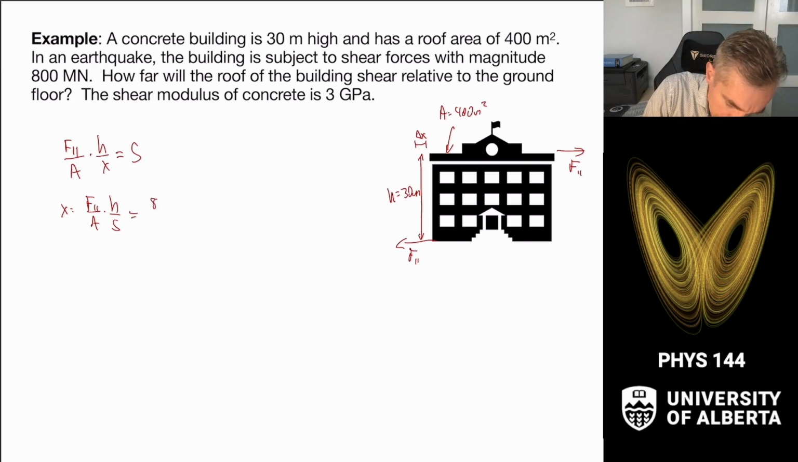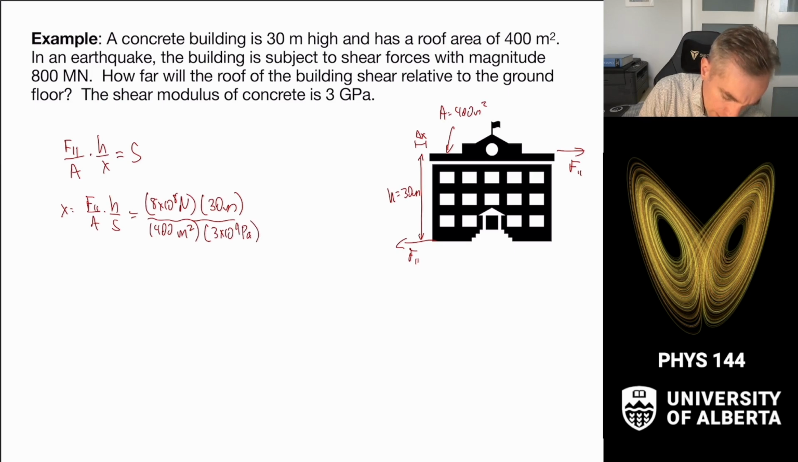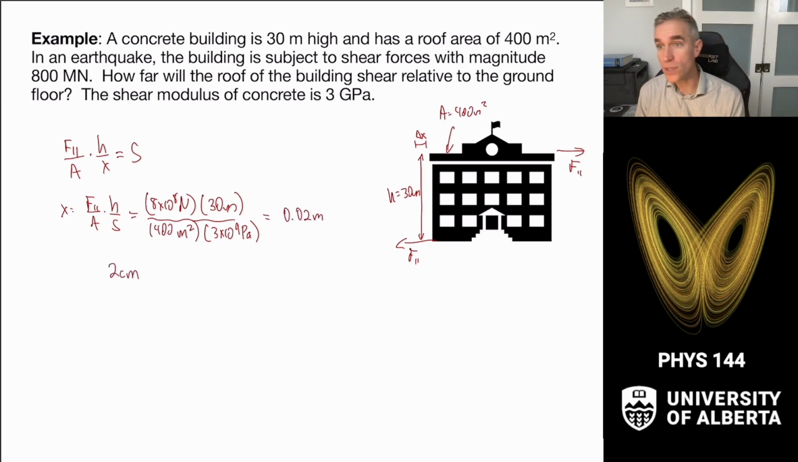So this becomes 8 times 10 to the 8 newtons. The height of the building is going to be 30 meters. The area of the building is going to be 400 meters squared. And then the shear modulus here is just 3 times 10 to the 9 pascals. And this will all sort out to become 0.02 meters, or 2 centimeters, which is good. We have an earthquake and the building doesn't move too much.